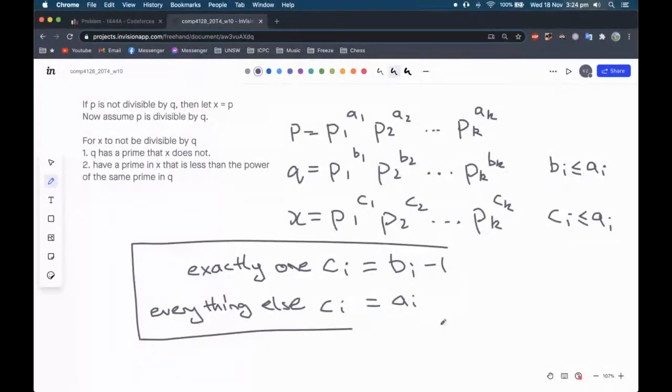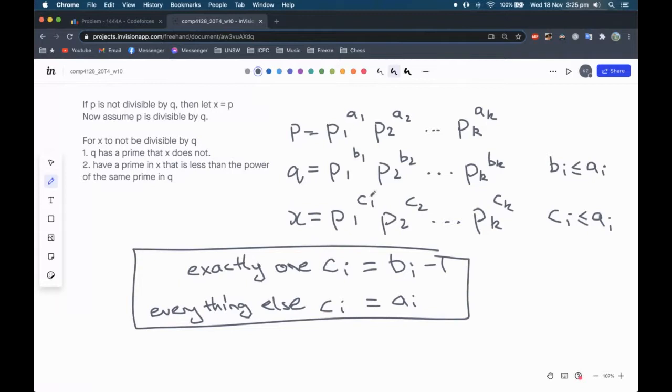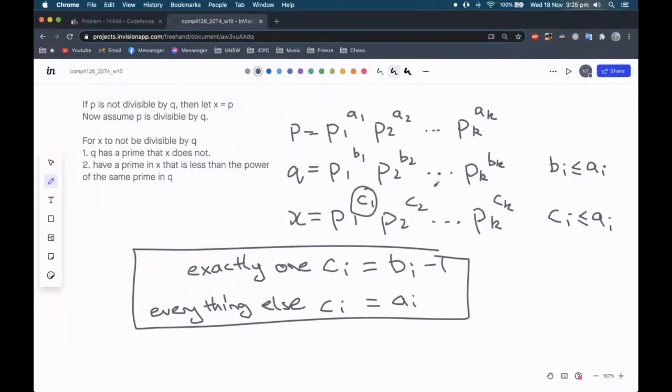So this is what our x is going to look like. And how do we actually find the largest x possible? Well, the easiest way would be to loop through each of these prime factors, look at the powers for each of them, and for each one construct a new x following these conditions, assuming that this power is the one we set to bi minus 1. For example, we'll start with this prime and set this to bi minus 1, everything else to ai.